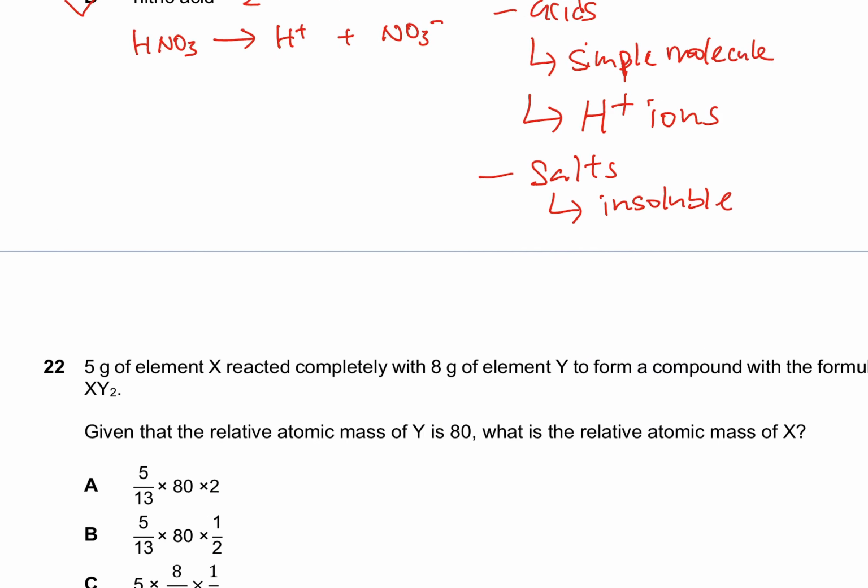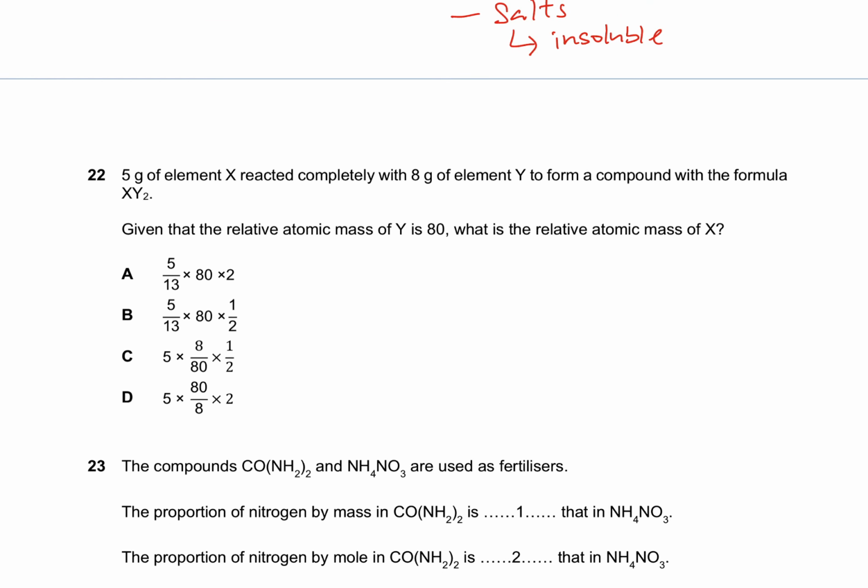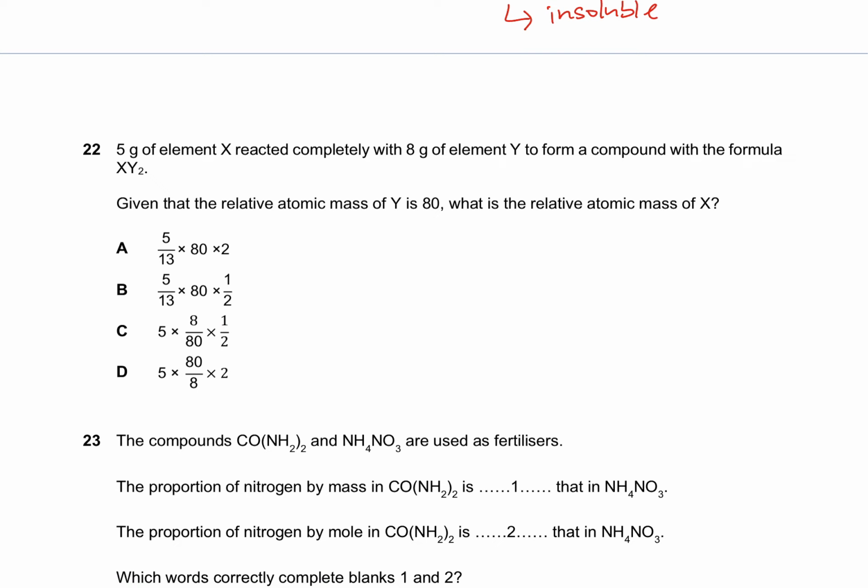Next, we have question number 22. So question number 22, it says that 5 grams of X react completely with 8 grams of Y to form a compound of the formula XY2. So let's draw it out, okay? So we have X and then Y2. So we know that 1 mole of X must react with 2 moles of Y.